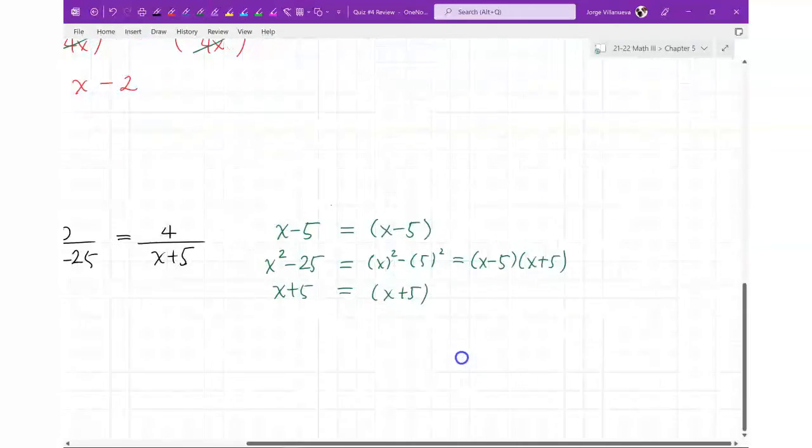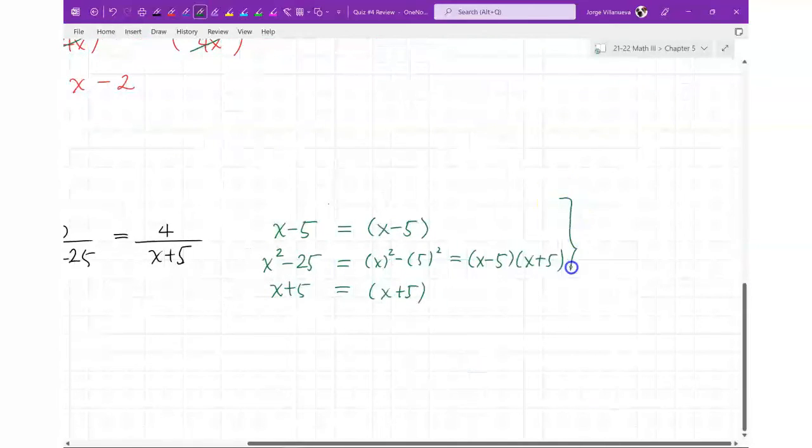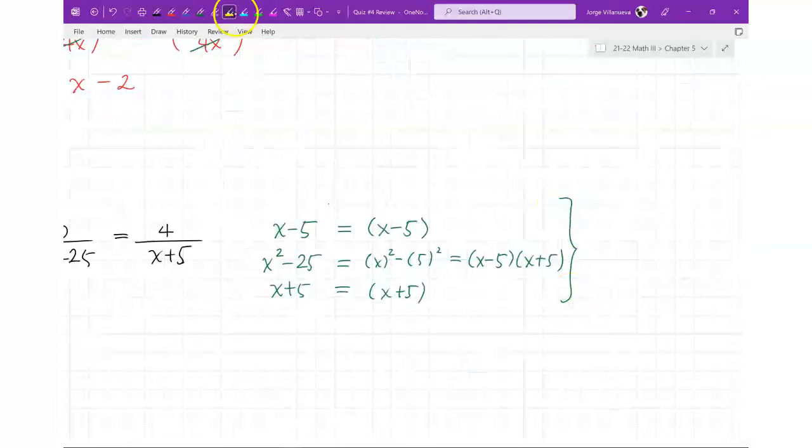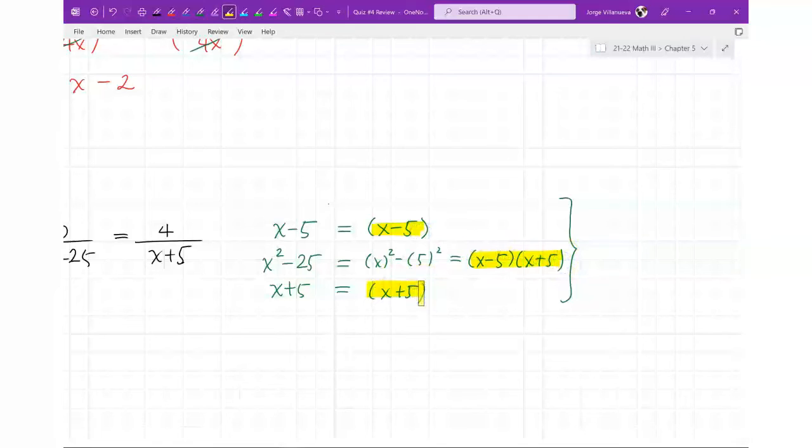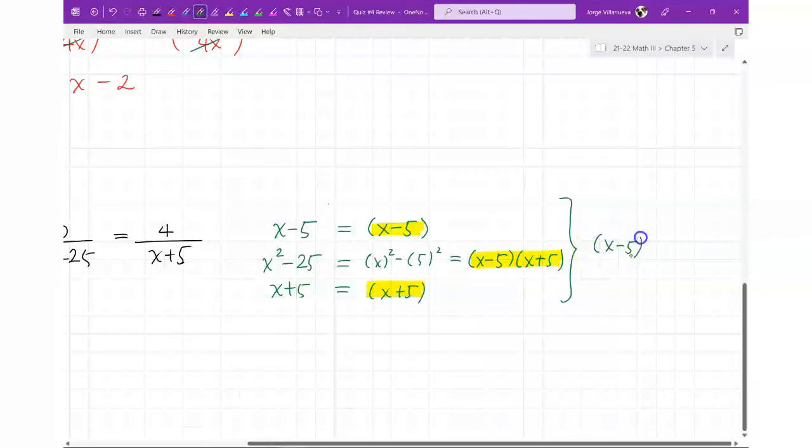Now, what do I do? Well, I got to find my LCD. So, this is what I'm concentrating on. Okay, this term here, these terms here, and this term here. I'm looking at those. So, let's start off with x minus 5. I see an x minus 5 there, so I'm going to put x minus 5. And the highest power on it is a first power. So, in other words, it's not like an x minus 5 squared or something like that, right? It's just x minus 5.